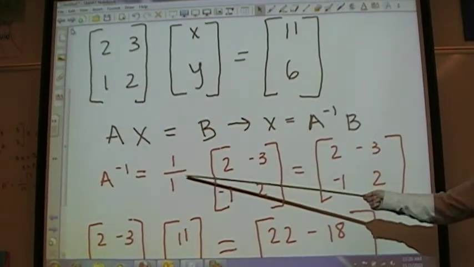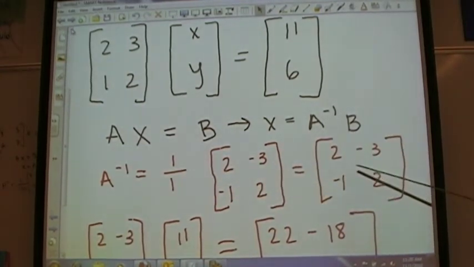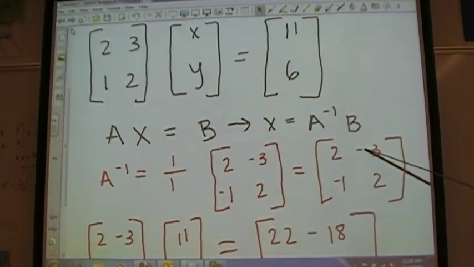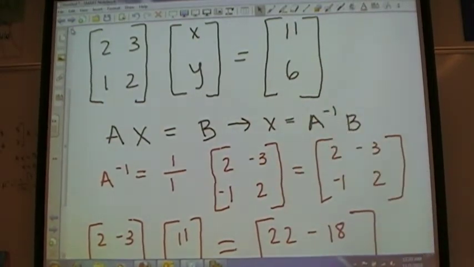When I multiply 1 by these, 2, negative 3, negative 1, 2, this is the inverse matrix. Okay? Then I'm going to multiply that result by matrix B, which is 11, 6.